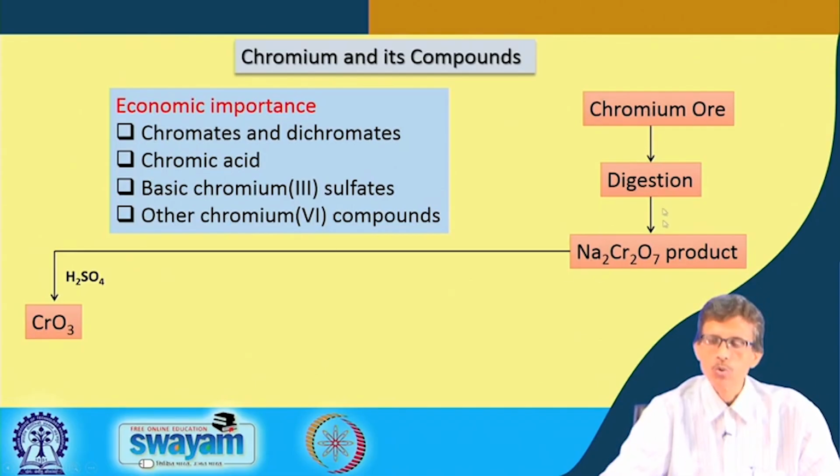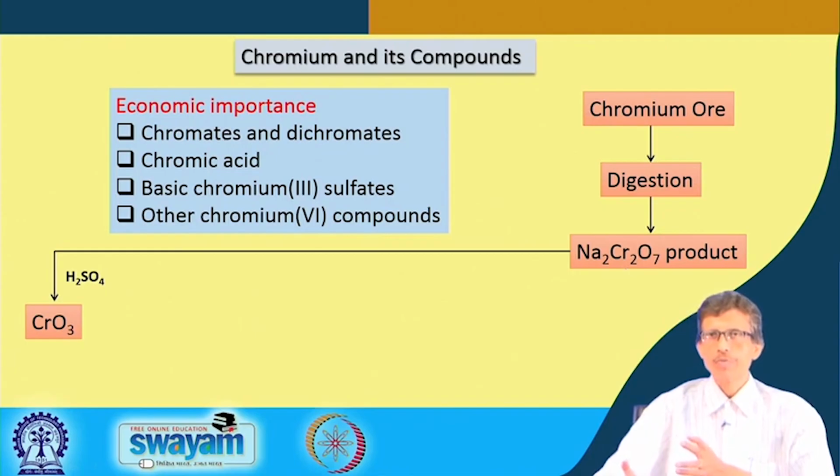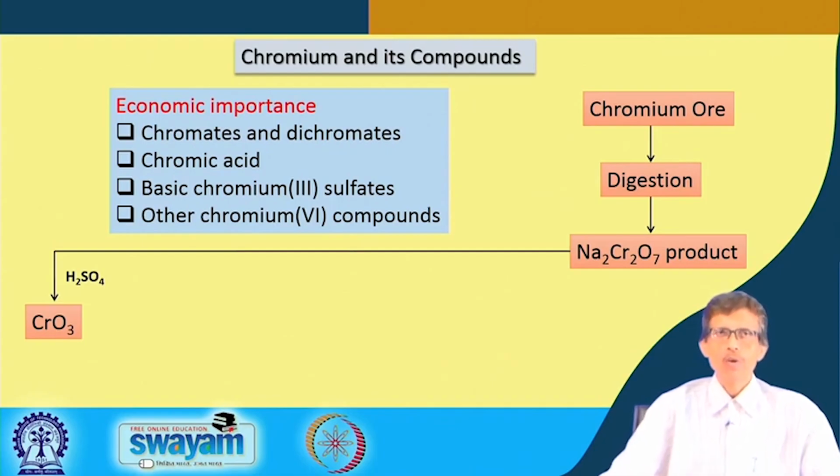So, chromium ore through this digestion is getting to its highest level of oxidized form. That means not only the chromate form, it can be converted to the dichromate form. Once you go to this dichromate form, how do you quickly go back to your chromic acid form? You add concentrated sulfuric acid only. So, addition of concentrated sulfuric acid to the pure and dry product of sodium dichromate, Na2Cr2O7, will convert the dichromate to your chromic acid CrO3.